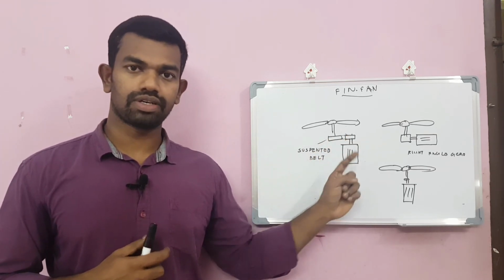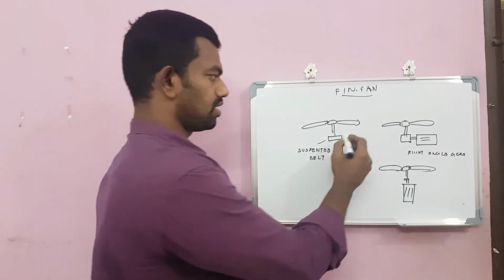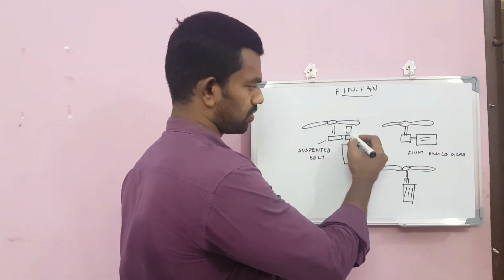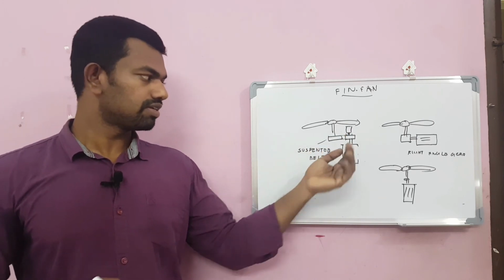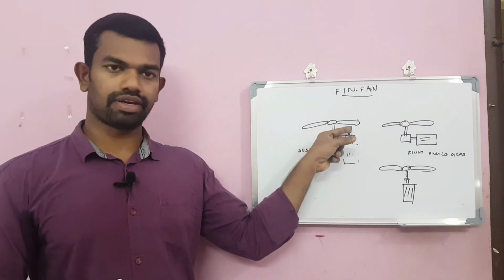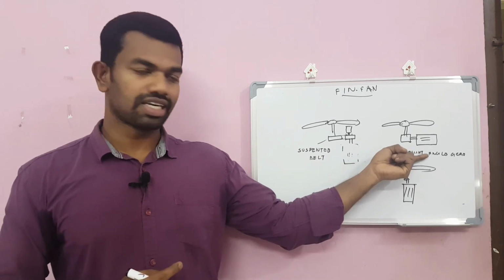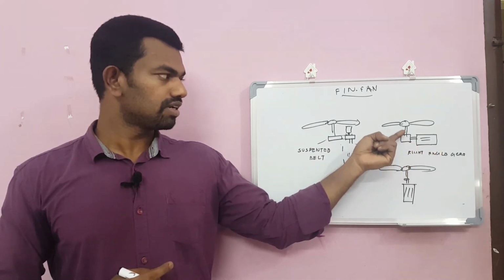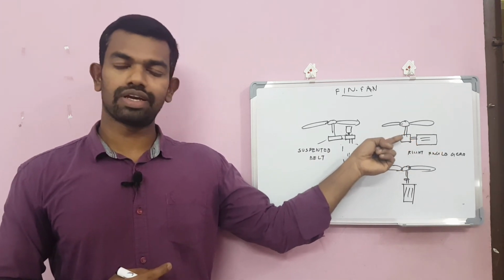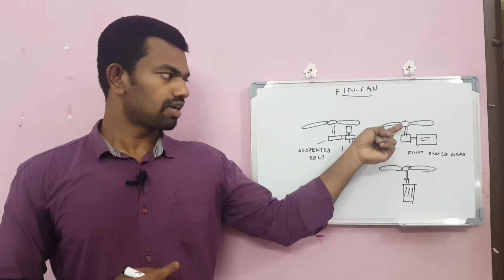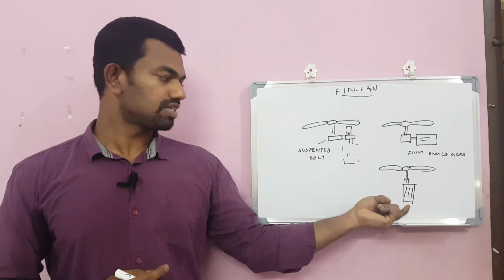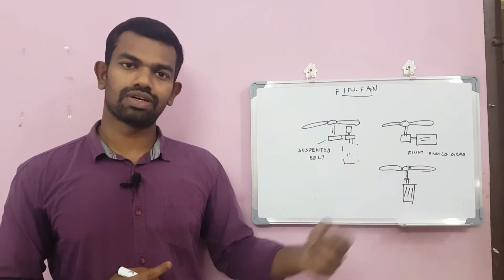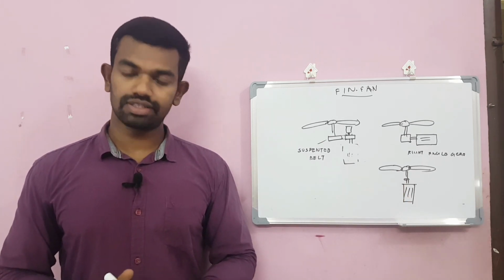Motor shaft up. There is one more classification: suspended motor, suspended belt, motor shaft down. In that case, the motor will be on the upper side. Second is right angle gear type. In this case, the fan shaft and the motor connect through a gearbox at a right angle. So this is the second category. The third category is directly connecting to the motor. This is the third category.